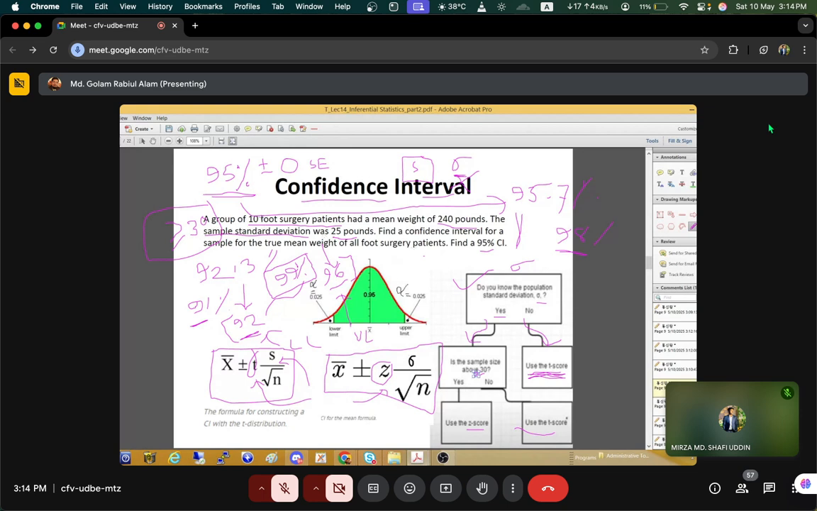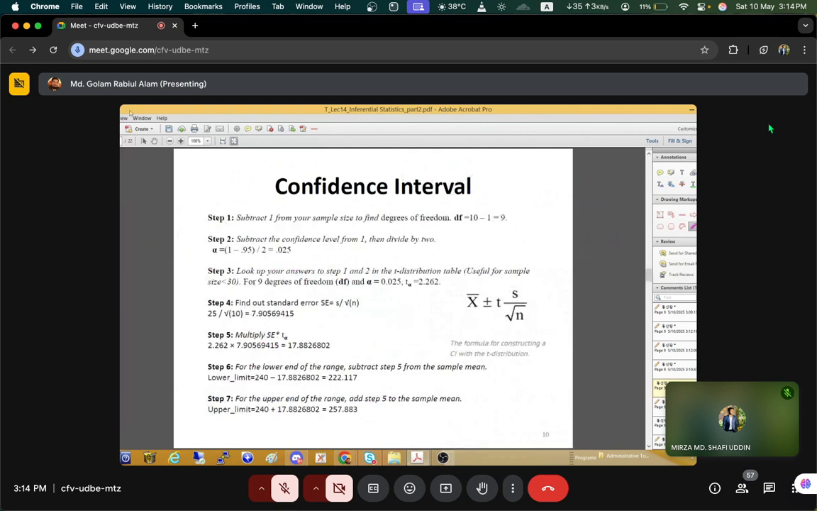The group of 10 foot surgery patients. That means we have collected the data only from the 10 patients, and so it is below 30. And if it is below 30, then again, you have to apply the t-score. Okay, then how can we determine that?